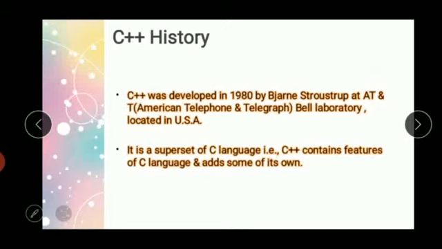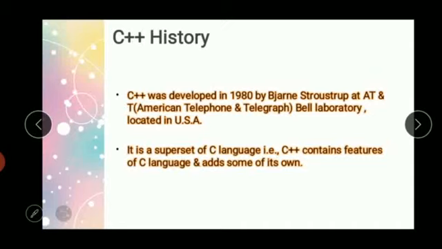Actually, why is there a plus? The reason behind this is that this language is a superset of the C language. First, the C language was developed, and to add some new features, Bjarne Stroustrup developed C++ as a superset of C. There he added more new features to the C language.